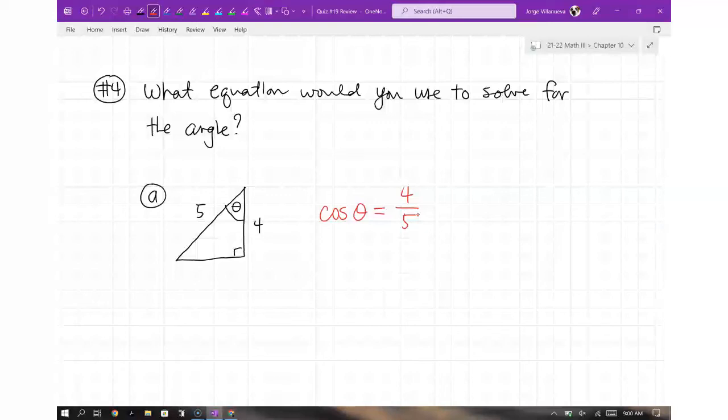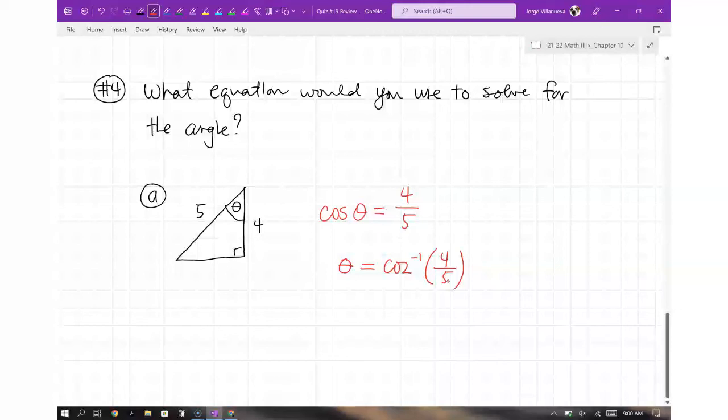They want the equation that solves for the angle. Right now, I'm not solving for the angle. Right now, I have cosine theta. So let's get the angle by itself. So you guys remember doing the inverse? Cosine inverse of 4/5. That's the answer they want.